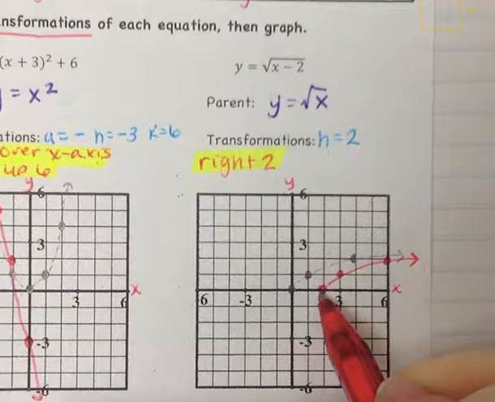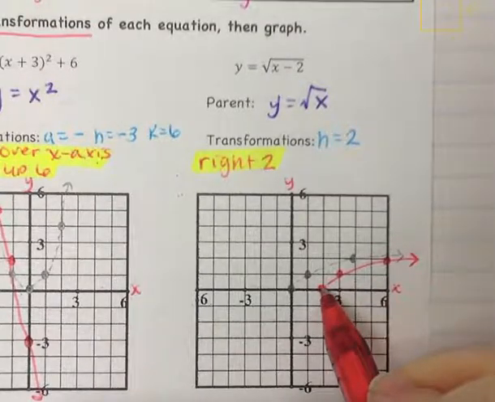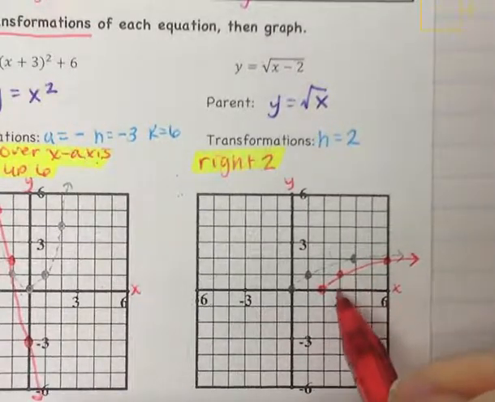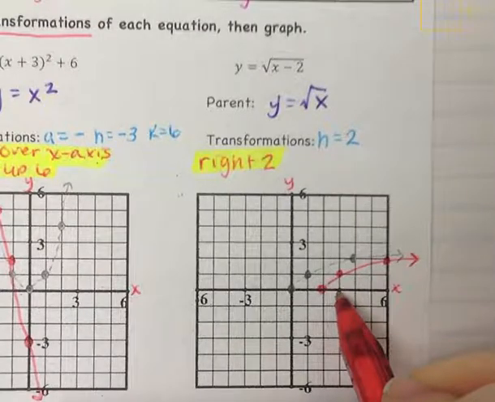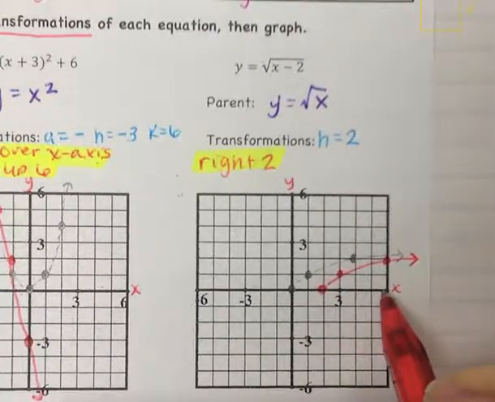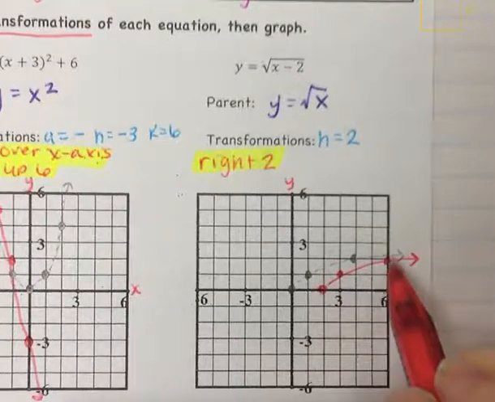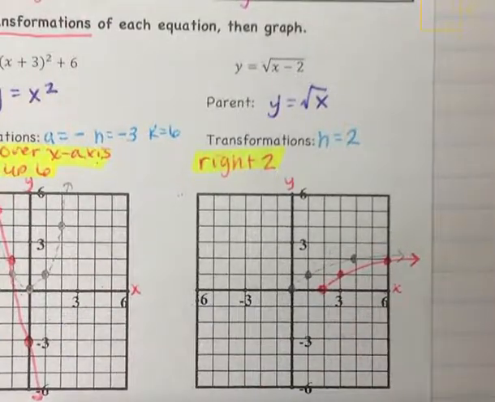So this would be 2. So 2 minus 2 is 0. The square root of 0 is 0. 3. 3 minus 2 is 1. The square root of 1 is 1. 6. 6 minus 2 is 4. The square root of 4 is 2. So we know that that is correct.